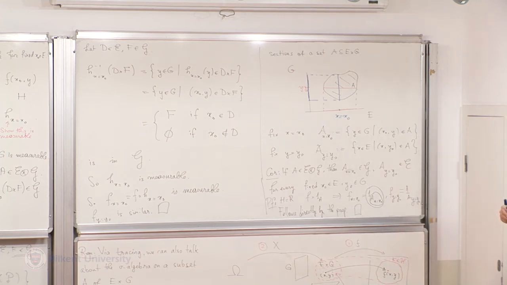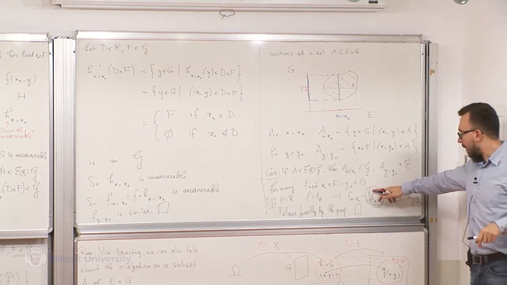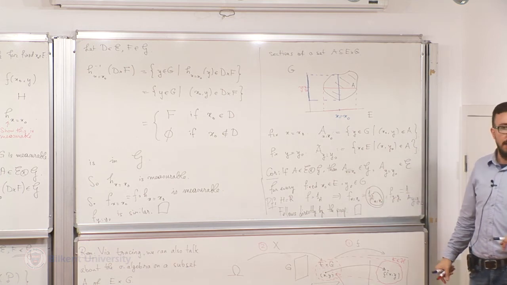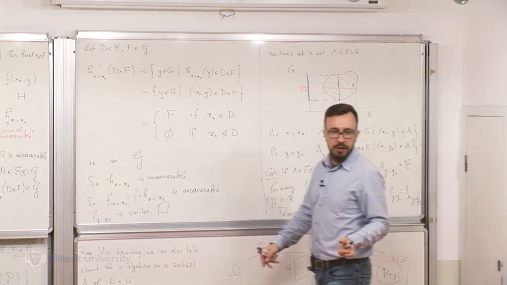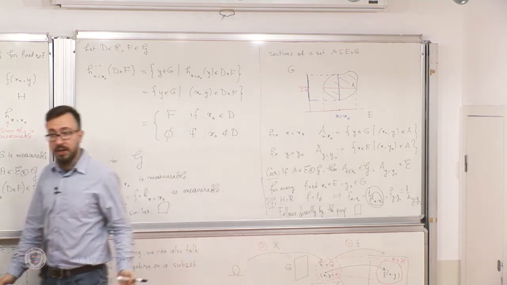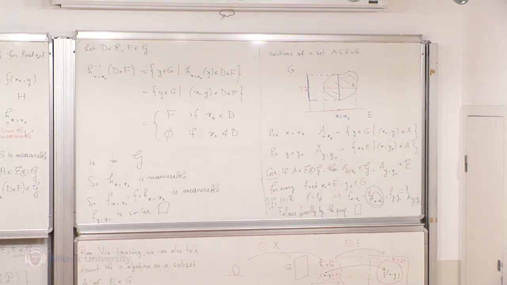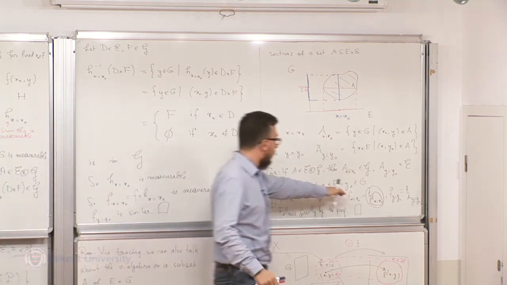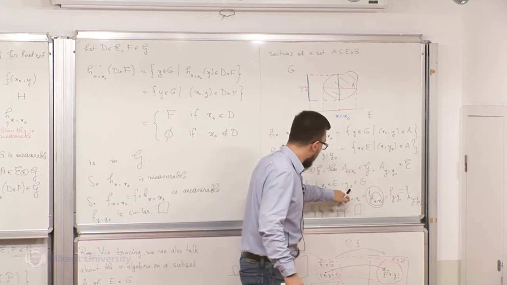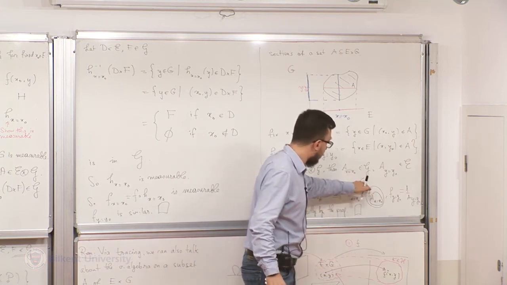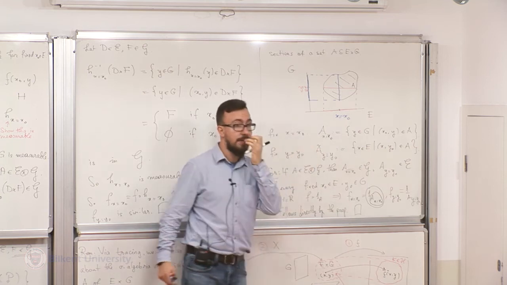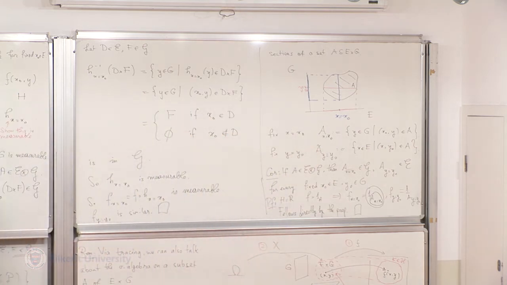Again, this is an earlier lemma we proved at some point. The indicator function of a set is a measurable function if and only if that set is a measurable set. And this observation is just an observation. Just check it yourself. The section of the indicator function is the indicator function of the section of the set. That is an observation.